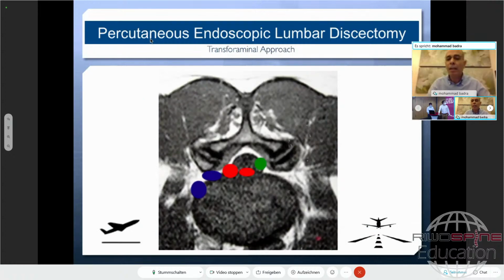So if you have a foraminal or extraforaminal disc hernia, you have to do a posterolateral approach, while if you have a centrally located disc herniation, you have to go extreme lateral in order to be able to access the disc at the center aspect of the disc and remove the herniated disc fragment.